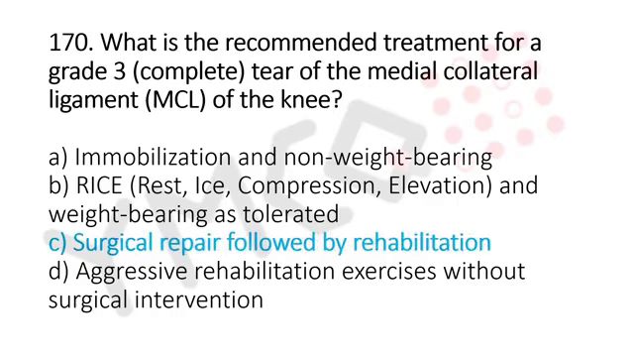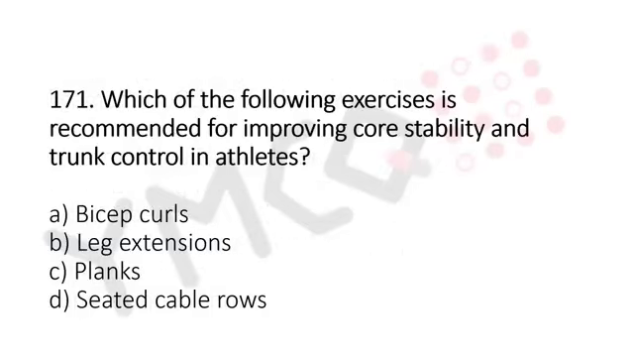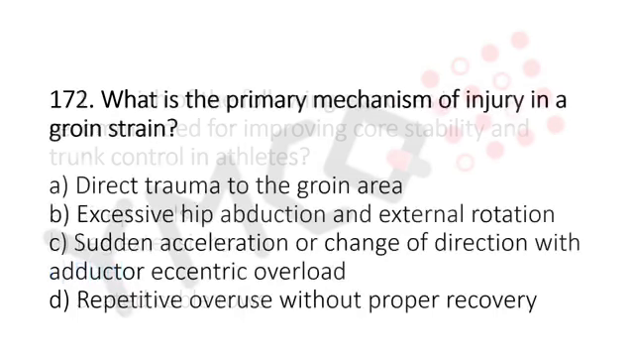Now let's move to question number 171. Which of the following exercises is recommended for improving core stability and trunk control in athletes? Option A, biceps curl. Option B, leg extension. Option C, plank. Option D, seated cable rows. And the answer is option C, planks.